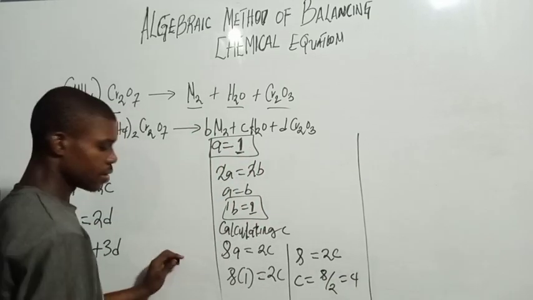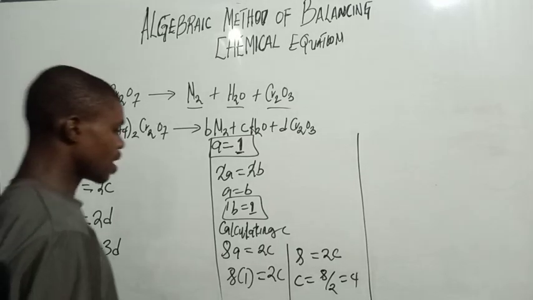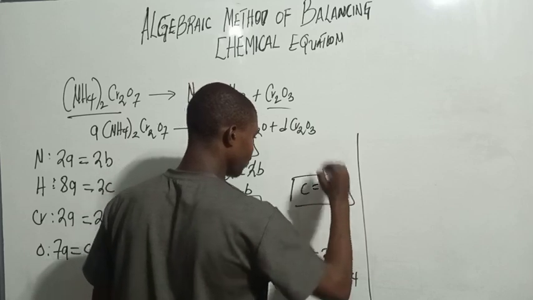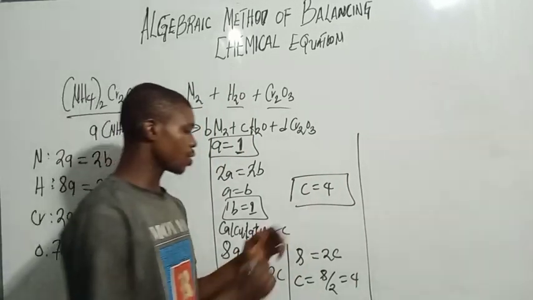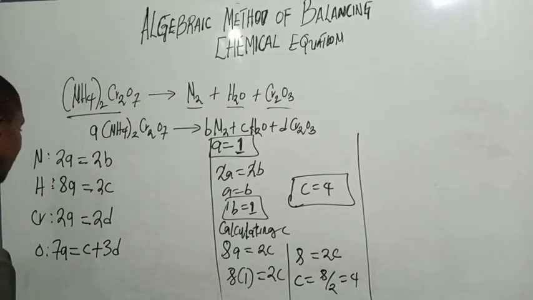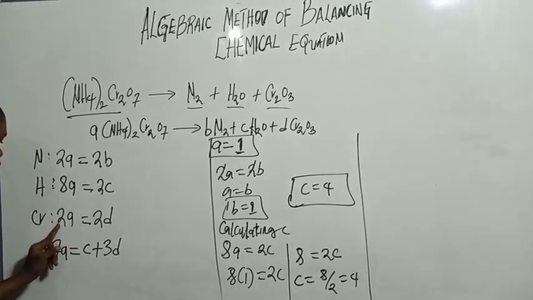It means that my C, so let me put it here, C equals to 4. So what can I solve again? I can get my D, right? I can get my D. So I want to use 2A equals to 2D.